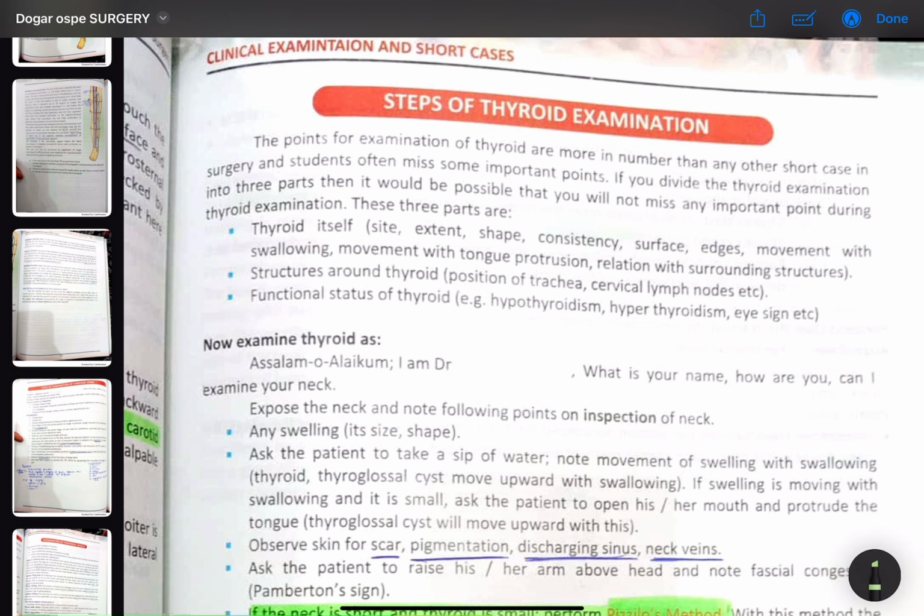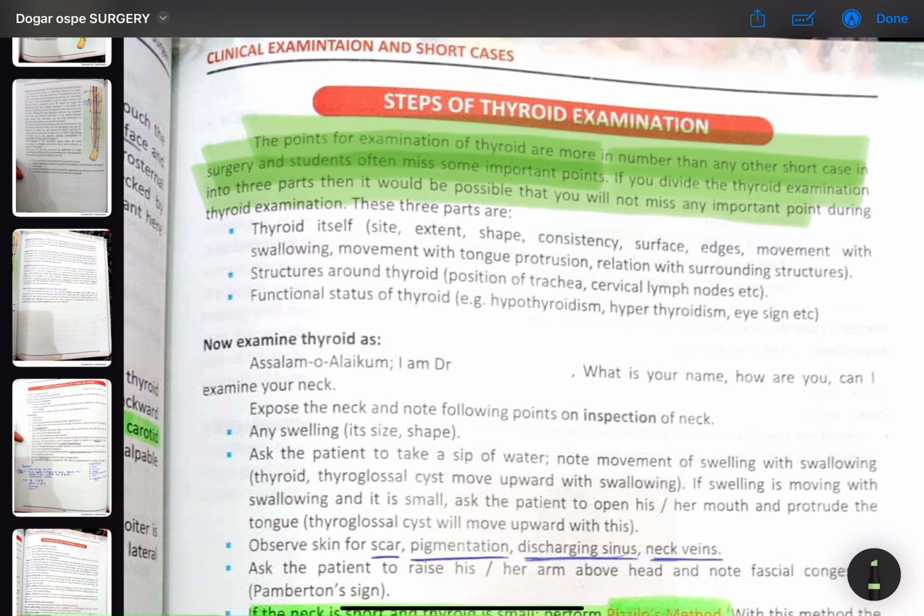The points for the examination of thyroid are more in number than any other short case in surgery, and students often miss some important points. If you divide the thyroid examination into three parts, then it would be possible that you will not miss anything important during your thyroid examination. These three parts are the thyroid itself, the structures around the thyroid, and the functional status of the thyroid.